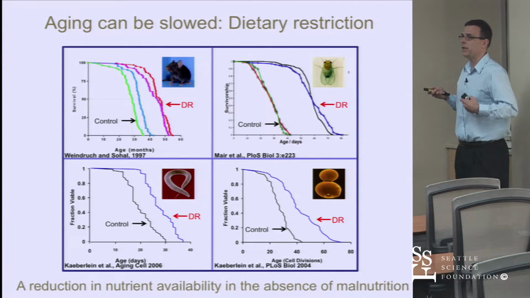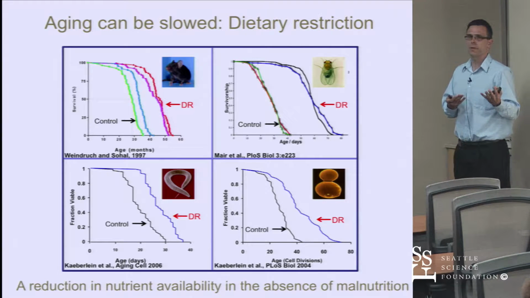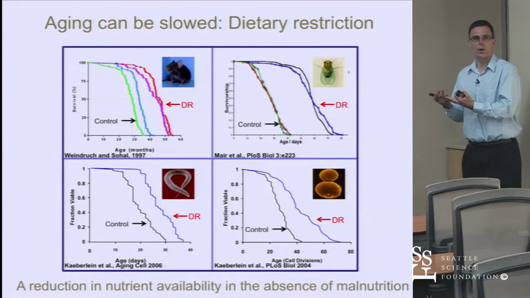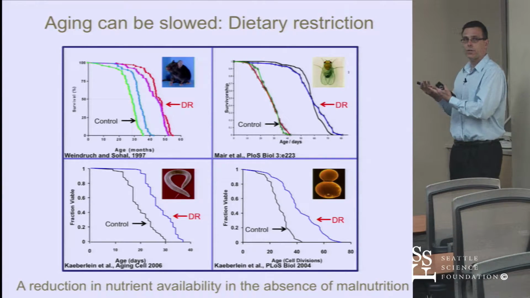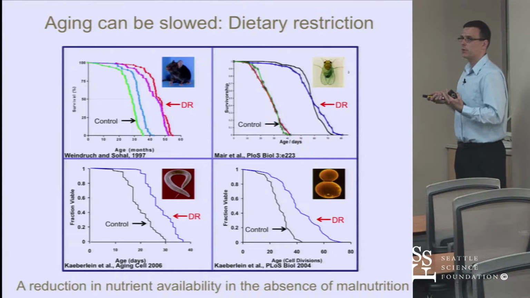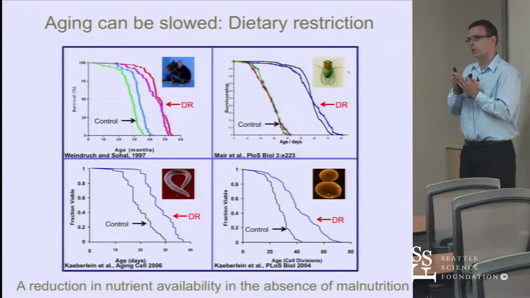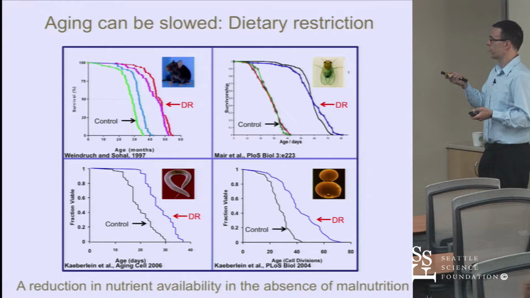And what we really mean when we talk about dietary restriction is a reduction in nutrient availability in the absence of malnutrition. And so obviously that latter part of that is important. But what's been observed is that under conditions of dietary restriction, aging seems to be slowed, longevity is increased, and this has been seen across a broad evolutionary distance in laboratory systems. And so 4 of those are shown here.